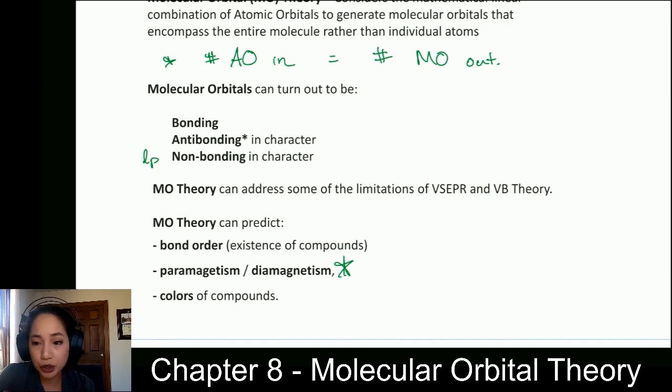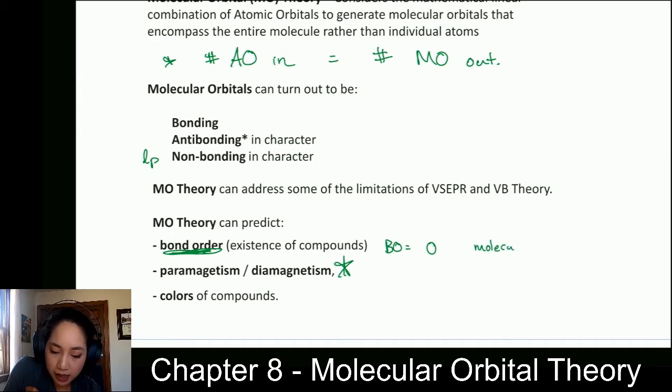VSEPR theory couldn't do that. We can also predict whether a compound exists or not. This is through calculating bond order. So if you calculate using MO theory a bond order of 0, then the molecule does not exist. Does not exist if the bond order is 0, and we'll get to that.